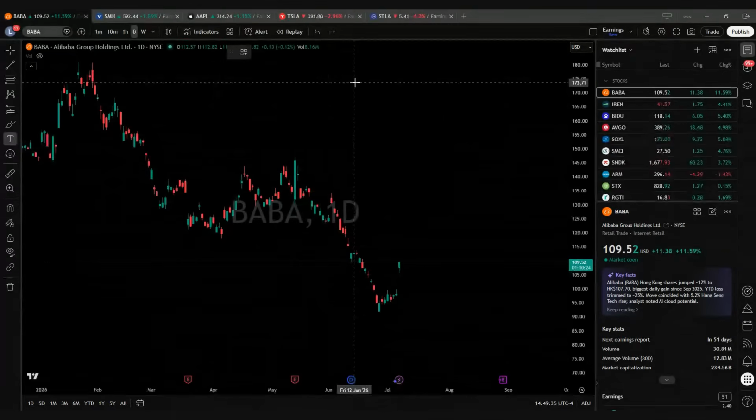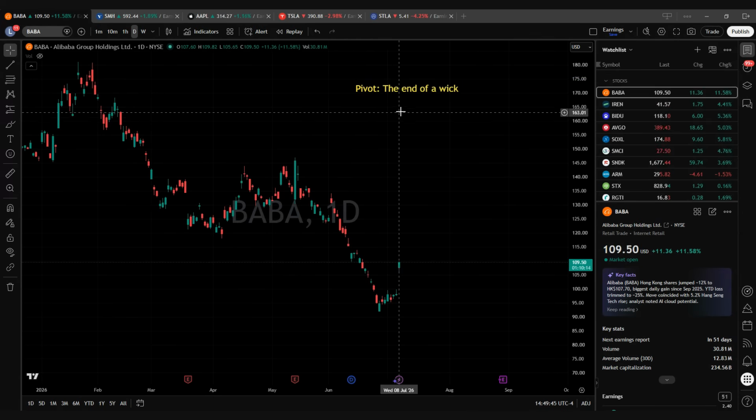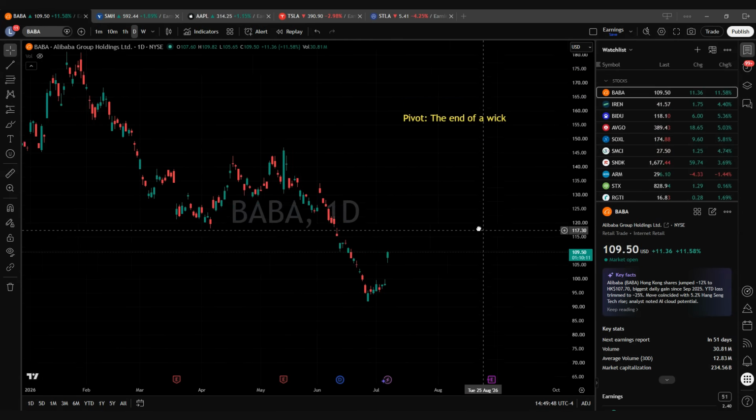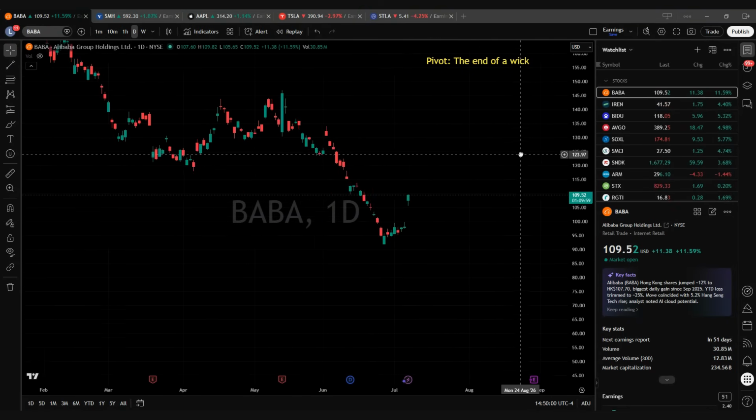To explain very, very basically, a pivot is, I'll write this down for you, basically the end of a wick. Simply enough, it's just the end of a wick, right? But when we're looking to use pivots, not all pivots are created equal. There are multiple pivots, but not all of them are created equal.